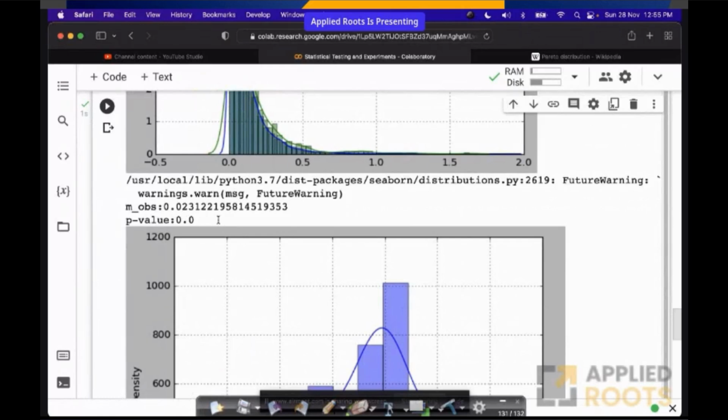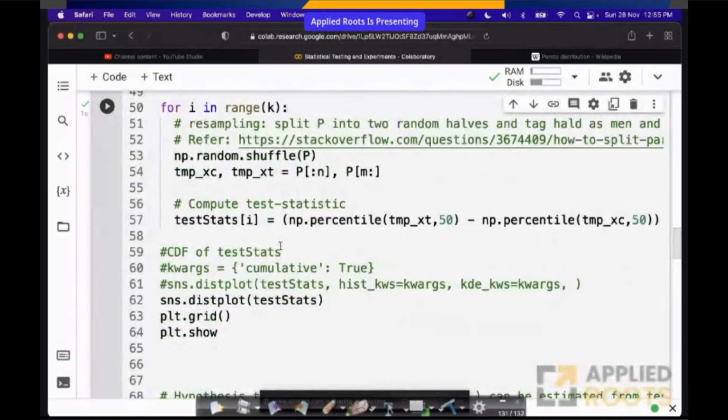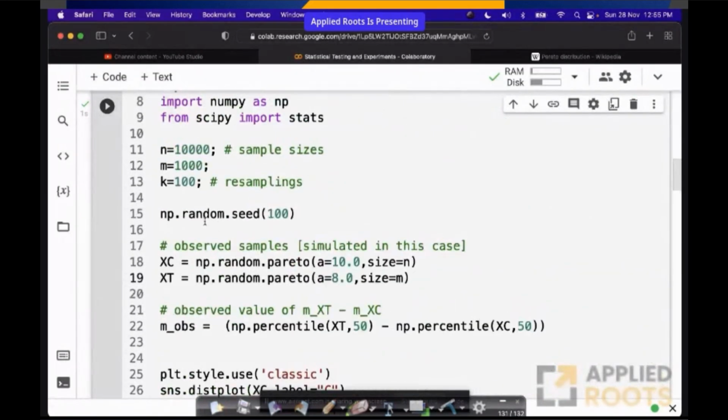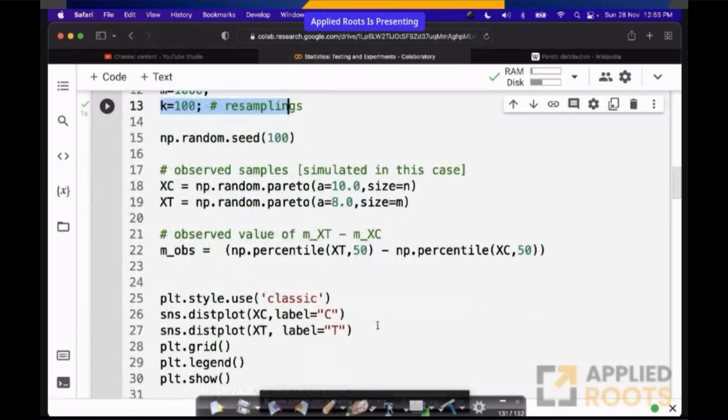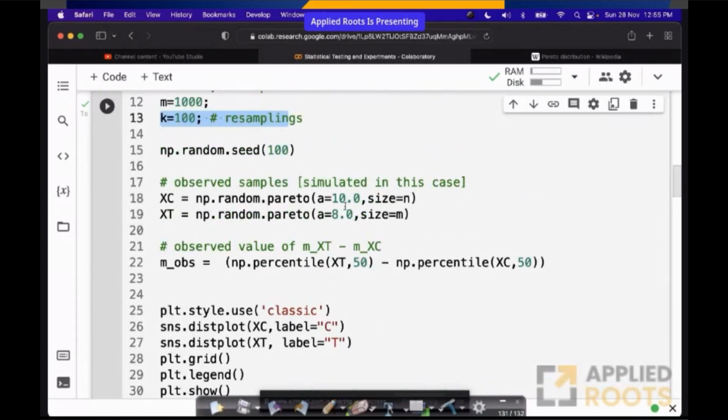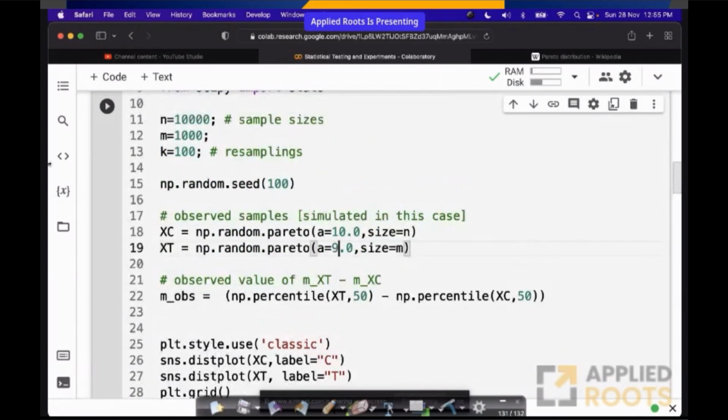Okay, now what happens? Oh, your p-value is exactly 0, right? Your p-value is literally 0%. And the reason you're getting such a small number like 0% is because you have only 100 resamplings, right? So now what happens if I make the distributions close? What happens if the distributions are close?